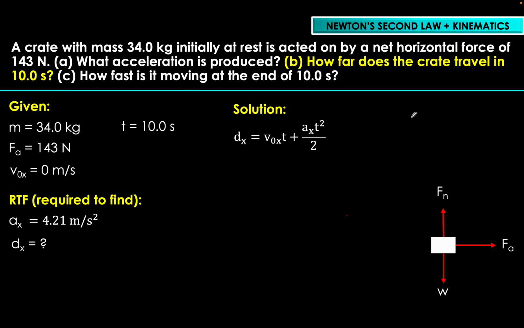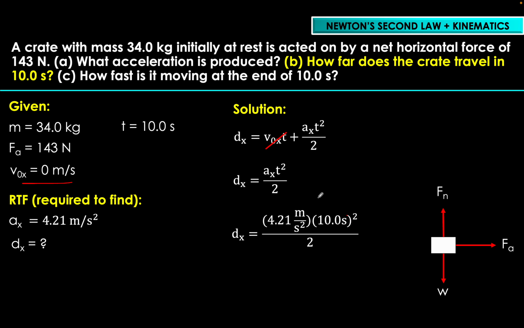And then the next thing we're going to do is cancel v naught x squared, because the initial horizontal velocity is 0. So we can simplify the equation into d sub x equals acceleration times time squared over 2. Then substituting the given, this is our acceleration, this is time, raised to the second power, over 2.